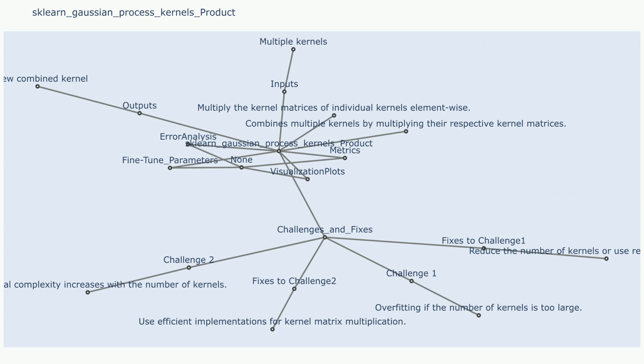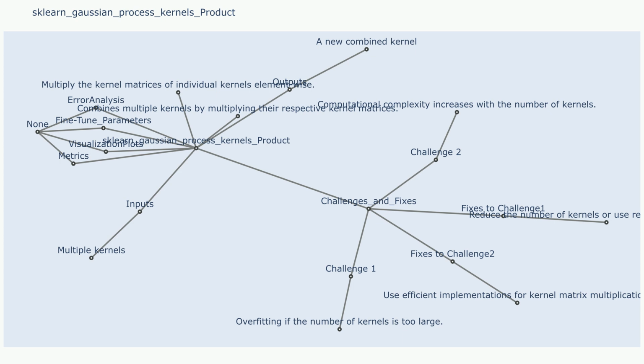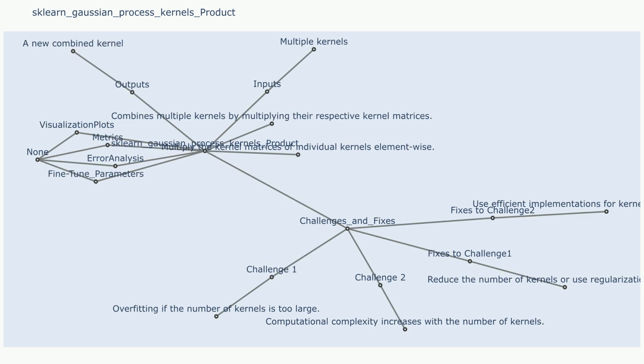The individual kernels often have parameters that need to be tuned. Parameter 2: noise level controls the amount of noise in the model. Uncertainty methods. Uncertainty method 1: predictive variance calculates the variance of the predictions, providing a measure of uncertainty. Uncertainty method 2: confidence intervals constructs confidence intervals around the predictions, providing a range of possible values. Challenges and fixes. Challenge 1: overfitting. The product kernel can overfit the data, especially when using many kernels or complex kernels.